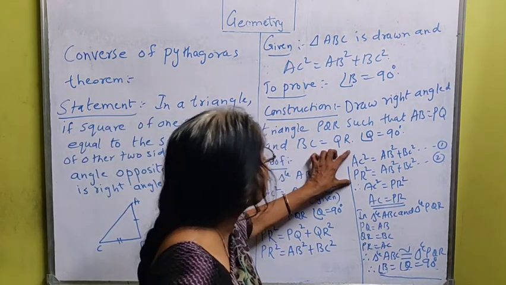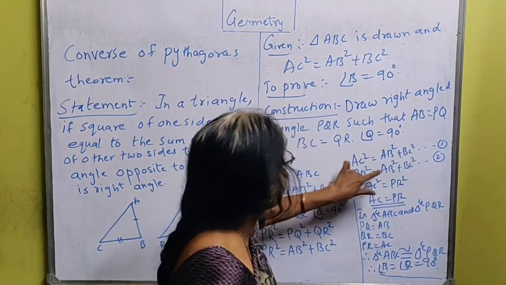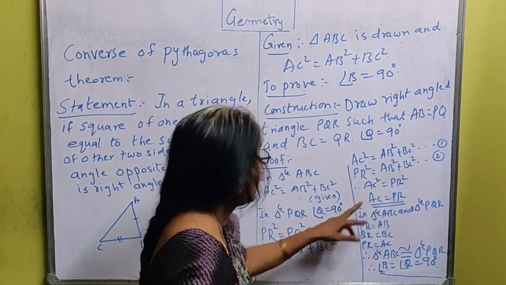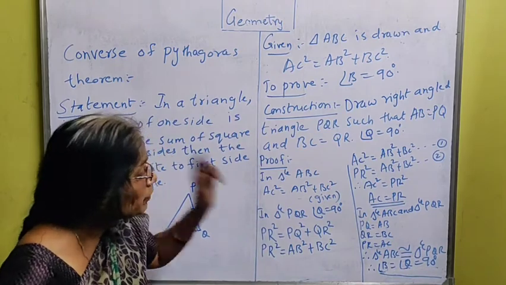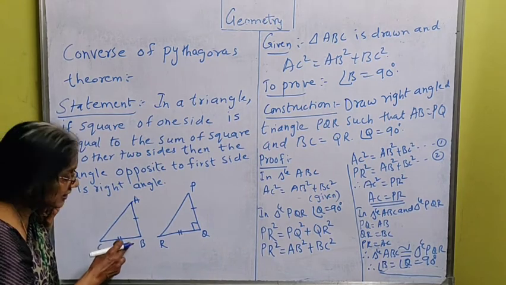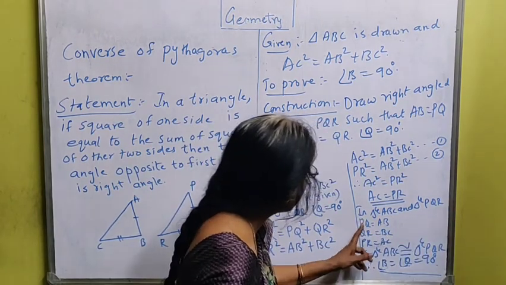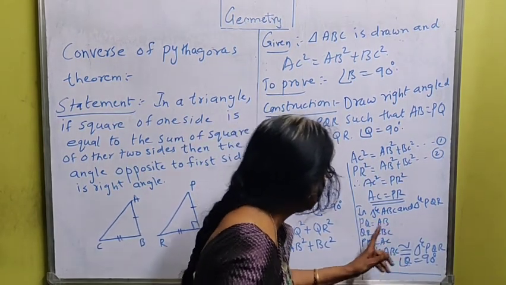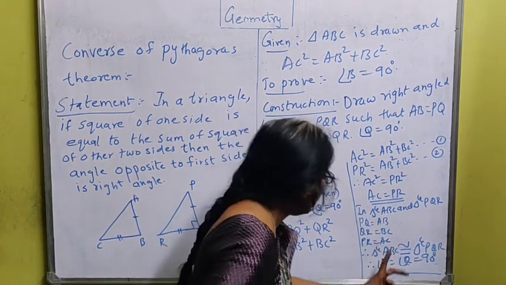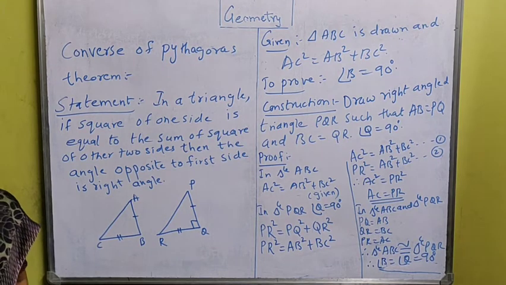Now I will write both the equations together. In the first equation, AC square is equal to AB square plus BC square. PR square is equal to AB square plus BC square. So from these two equations we can say that AC square is equal to PR square, which means AC is equal to PR. Now we will prove these two triangles are congruent because Q is 90. If they become congruent, according to CPCT, angle B will also become 90. So in triangle ABC and triangle PQR, PQ is equal to AB, QR is equal to BC, PR is equal to AC. Therefore triangle ABC is congruent to triangle PQR. Therefore angle B is equal to angle Q is equal to 90 degrees. So you proved that angle B is 90 degrees.